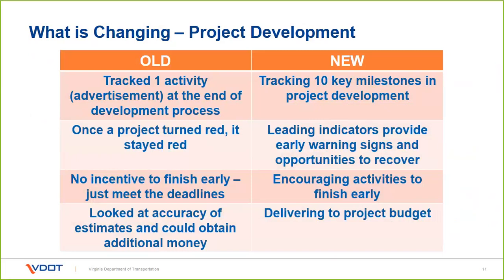Before, there really wasn't a whole lot of incentive to try to finish early. We were just meeting the deadlines. As you'll see when we go through these rules today, we're trying to encourage activities to finish early, so we can move on to the next activity and get the project delivered on time. This is under the premise that if you aim to be on time, then you're probably going to be late. You have to shoot to be early to make sure you're on time, because things invariably come up, and that's how we're going to deal with it: making sure folks are aiming to be a little early.